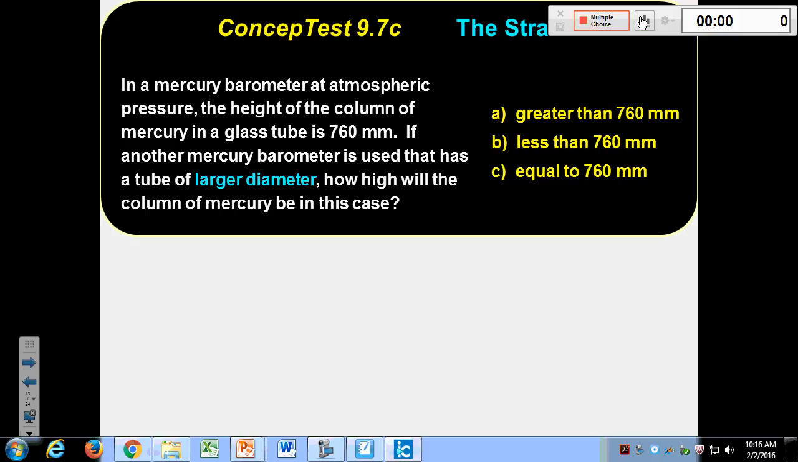Okay, let's do this one. We talked about this, but I'm not sure if you caught it. Let's just make sure. In a mercury barometer, a barometer is a lot like a manometer. We'll talk about it later. It's not important for this, but the height of the column of mercury is 760 millimeters. You have over 760 millimeters of mercury. That's where that comes from. If another mercury barometer has a tube of larger diameter, how high will the column of mercury be in this case? So if a bigger diameter tube, will the column of mercury be greater, less, or equal to 760 millimeters?